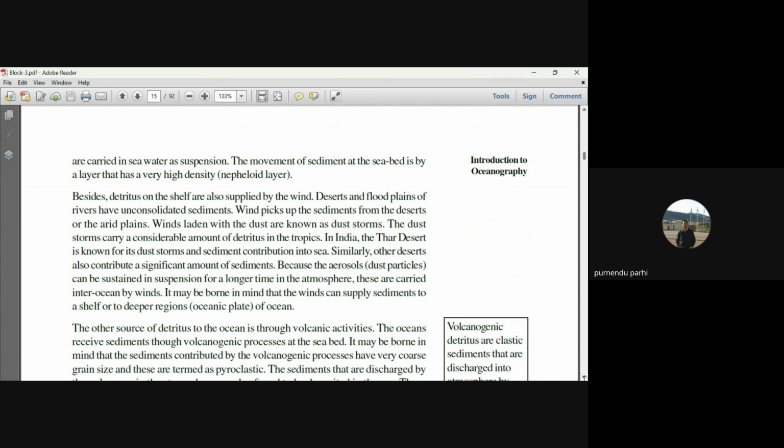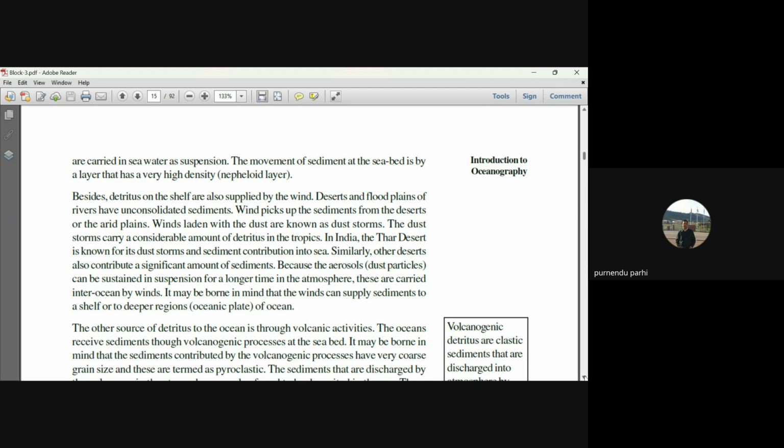Besides, detritus on the shelf is also supplied by the wind. Deserts and the flood plains of the river have unconsolidated sediments. Wind picks up the sediments from the desert or the arid plains. Winds laden with dust are known as dust storms. The dust storm carries a considerable amount of detritus in the tropics. In India, the Thar desert is known for its dust storms and sediment contribution into the sea. Similarly, other deserts also contribute a significant amount of sediments.